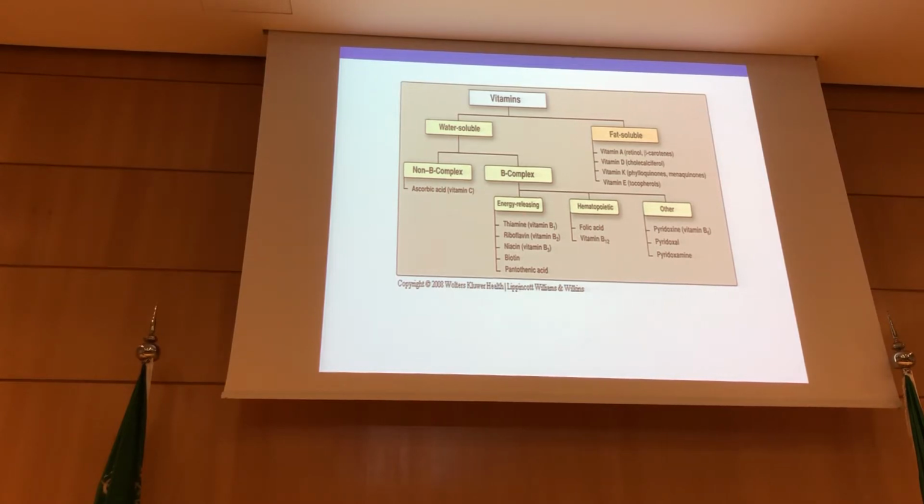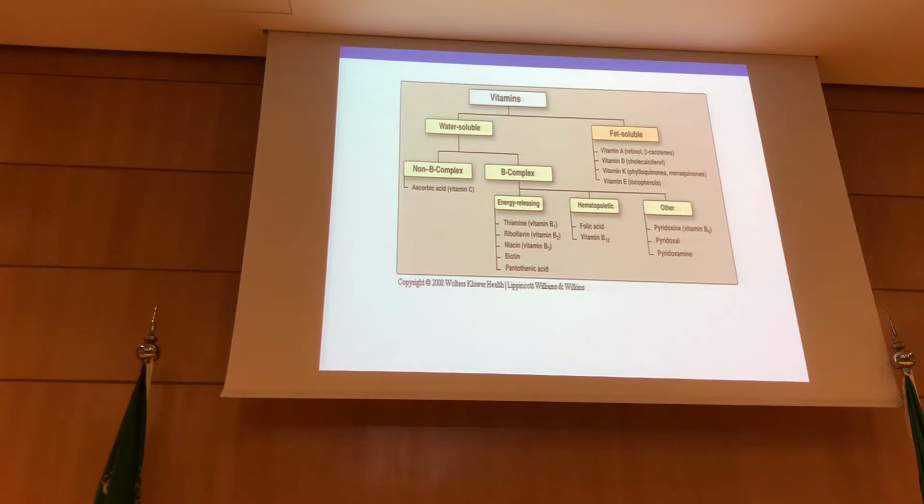Now, the B complex are classified also according to their function. We have the energy-releasing vitamins, including B1, B2, B3, biotin, and pantothenic acid, which means that these vitamins are converted to coenzymes, and they are involved in our metabolism. So they are required by some enzymes that catalyze the reaction of our metabolism. Some of them are considered as hematopoietic because they are involved in the formation of the RBC. These are folic acid and vitamin B12, and their deficiency can cause anemia.